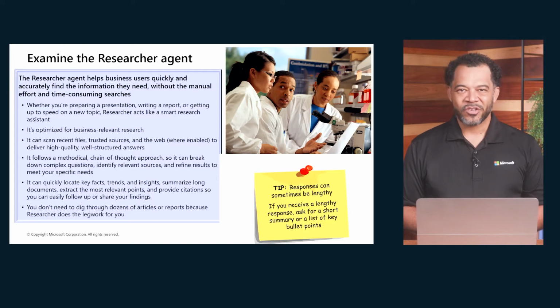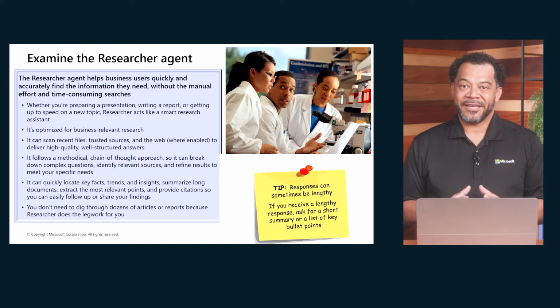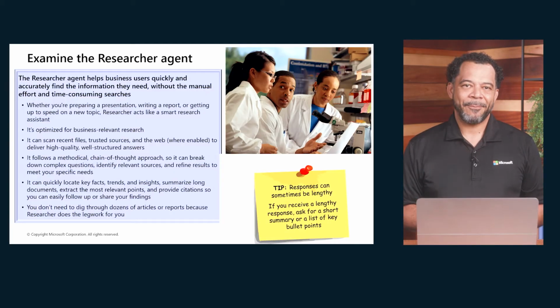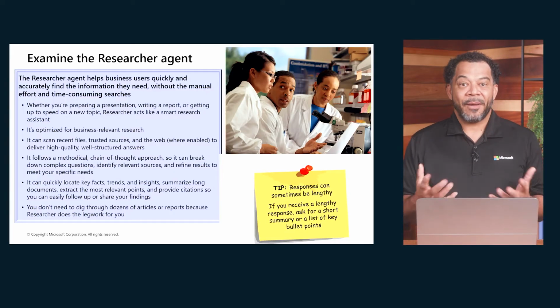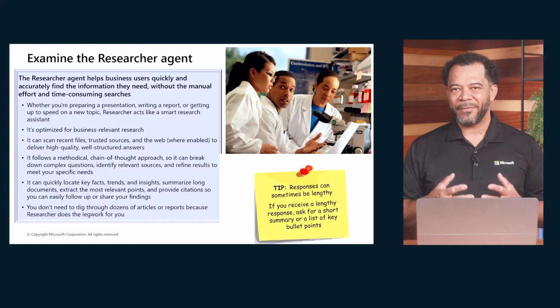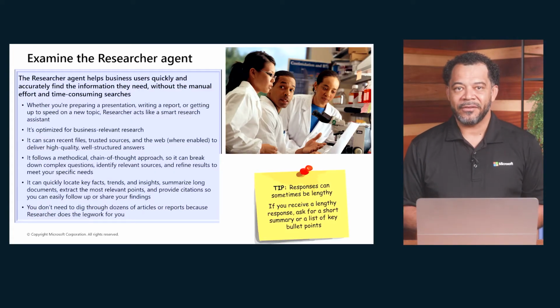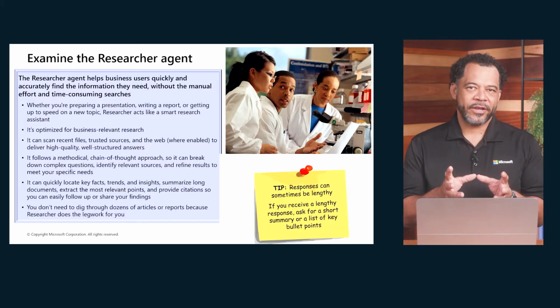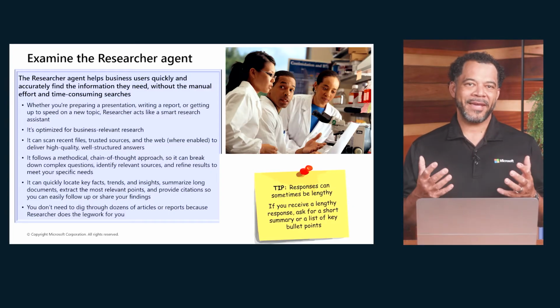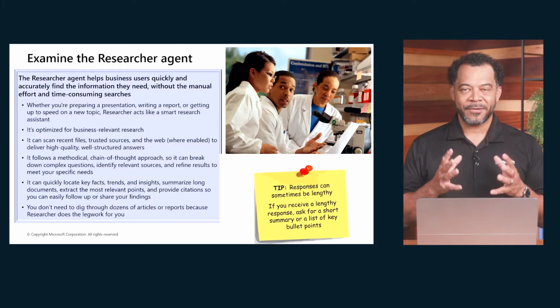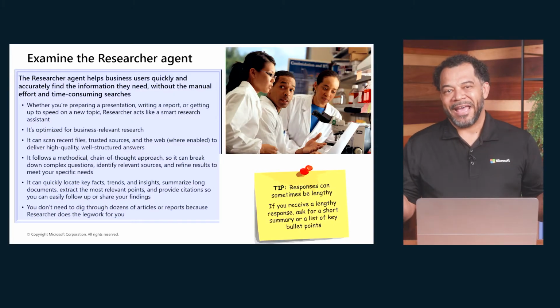Now, responses from the researcher agent can sometimes be a bit lengthy because it's very thorough. If that happens, you can simply ask it to summarize or give you a quick list of maybe bullet points. It's flexible and responsive to any of your needs. So whether you're working on a tight deadline or just want to make your research process more efficient, the researcher agent is a powerful tool to have in your corner.